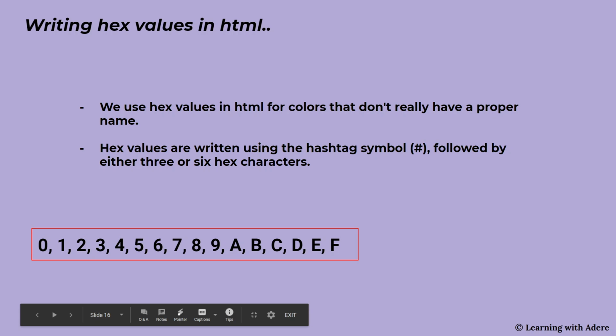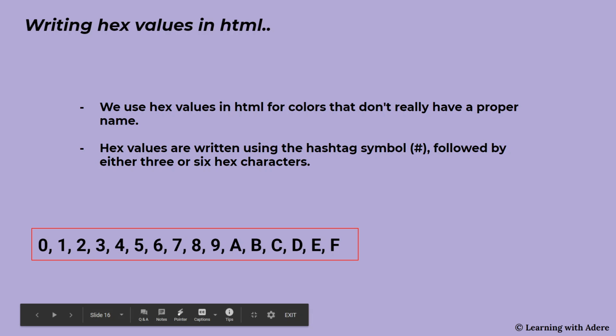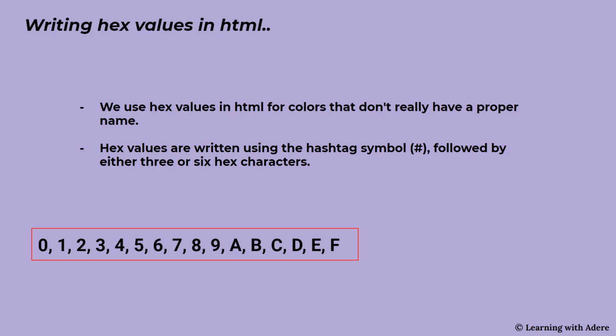So, writing hex values in HTML. Once again, we use hex values in HTML for colors that don't really have a proper name, to make our web page even more unique and use a color that we specifically want. Hex values start off with the hashtag symbol at the beginning, followed by either 3 or 6 hex characters, and these are the characters from the hexadecimal numerical system.